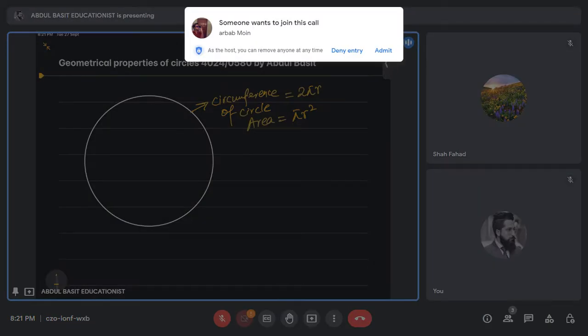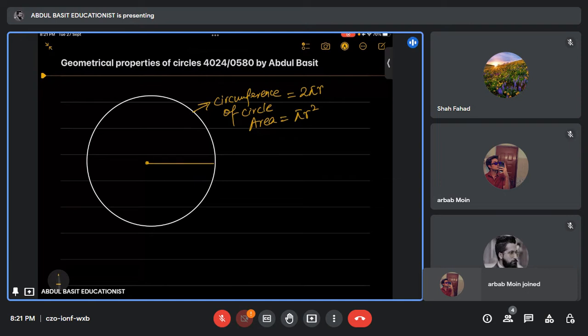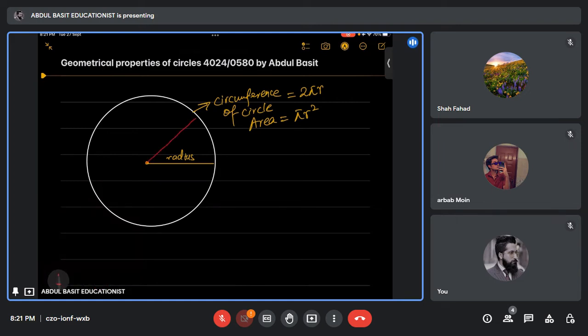For example, this is the center of the circle, and the line joining the center to the circumference of the circle is the radius. So the name of this line is a radius. A line joining two points of the circumference and passing through the center, this red line, this complete line, is a diameter. A line joining two points on the circumference of the circle but not passing through the center is known as a chord.